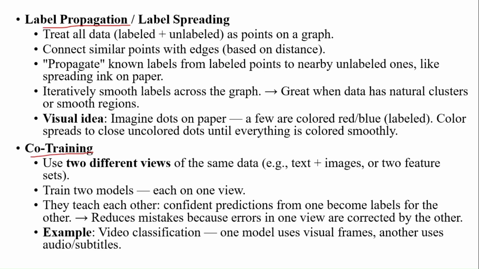What is co-training? The user has different views of the same data, like text and image, or two feature sets. They train two models, each on one view. They teach each other: the confident predictions from one become labels for the other. They reduce mistakes because errors in one view are corrected by the other. Example, video classification: one model uses the visual frames, another uses the audio and subtitles. This we call co-training methods.